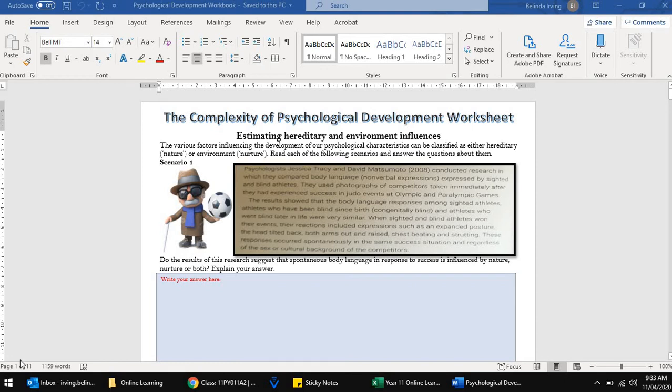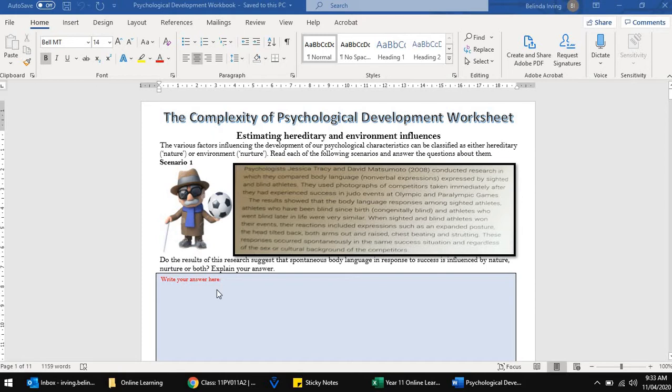Okay, so I'm just going to quickly explain what you need to do for the psychological development workbook. This is your task for this week. It's not that hard. Essentially, you're just covering the topics that we've already discussed. So it's got a whole bunch of different activities. With this one here, you need to read the scenarios and pretty much answer the questions.